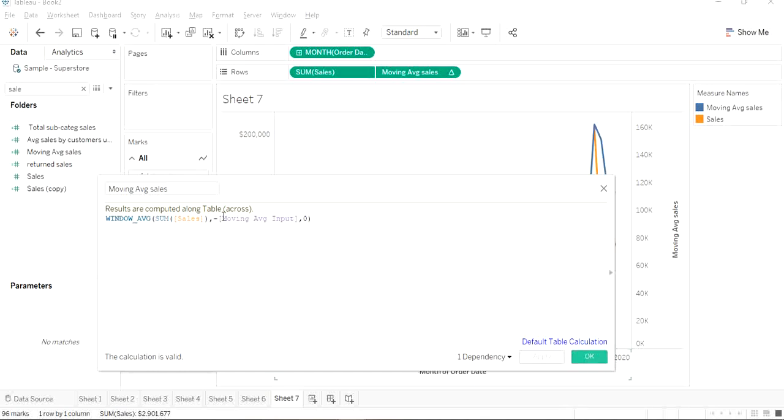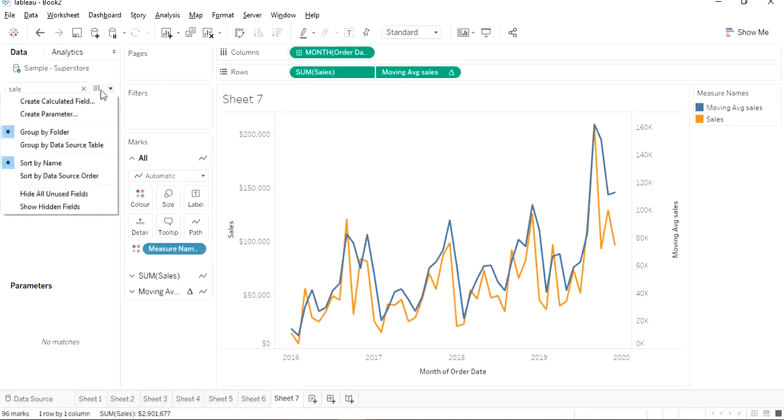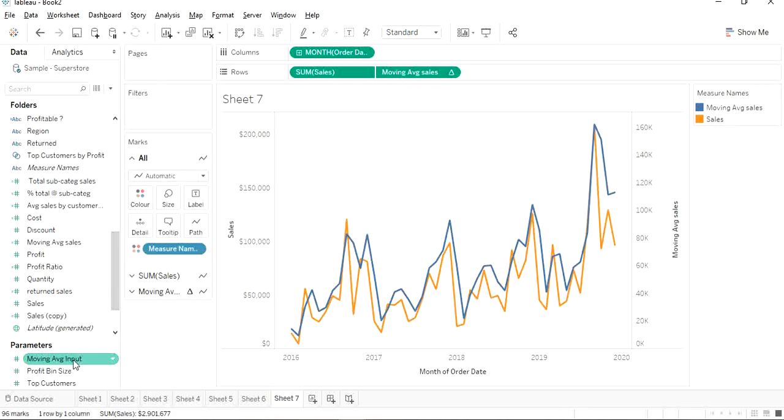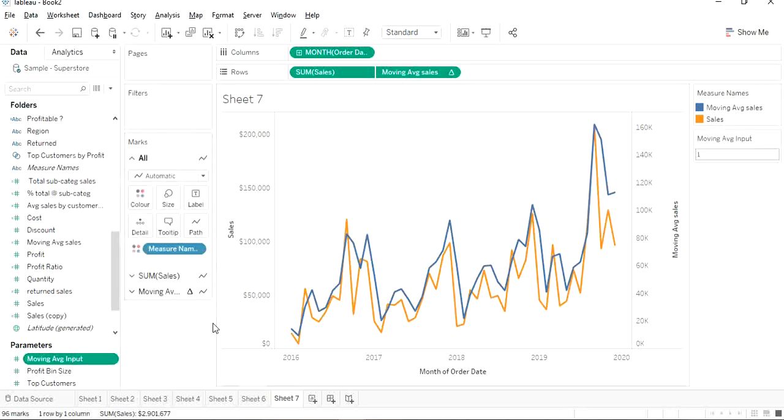Thanks guys. So now this way I have made it dynamic. Now I will ask the user to supply what is the reverse direction number you want. Say this moving average input, I'll show this parameter now. Now can you see now?